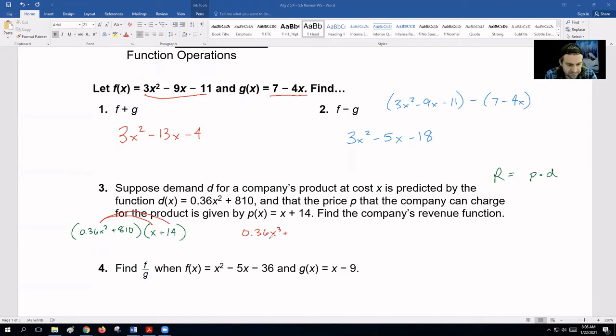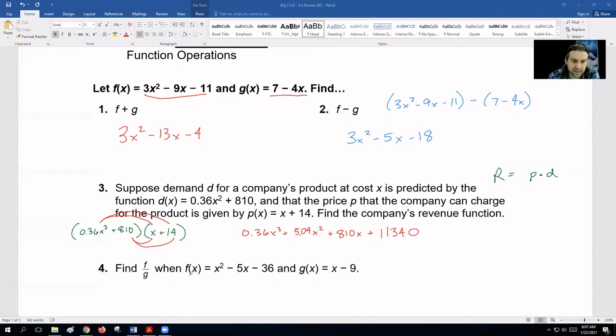What's 0.36 times 14? 5.04x squared. All right, then we need to multiply the 810 by the x and the 14. So we have plus 810x, and then plus whatever 810 times 14 is, 11,340. We would combine like terms, but we don't have any, and so that's it.